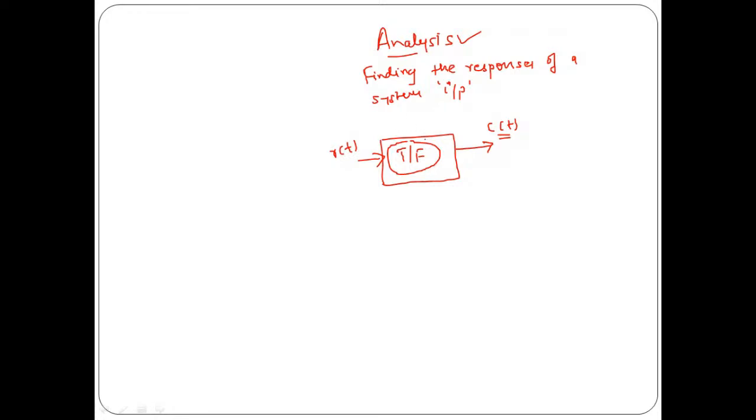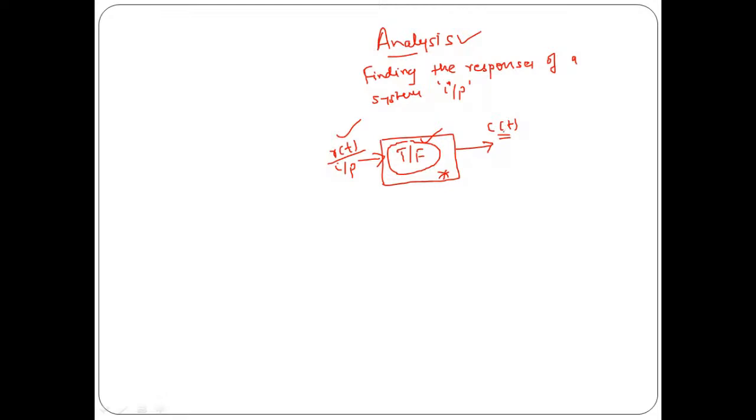So you have knowledge about the system, you have knowledge about the input, and you are trying to find out that if this input is provided as an excitation to this particular system, how it is going to generate output, what will be the output, what will be the nature of that particular output. That process is called analysis.